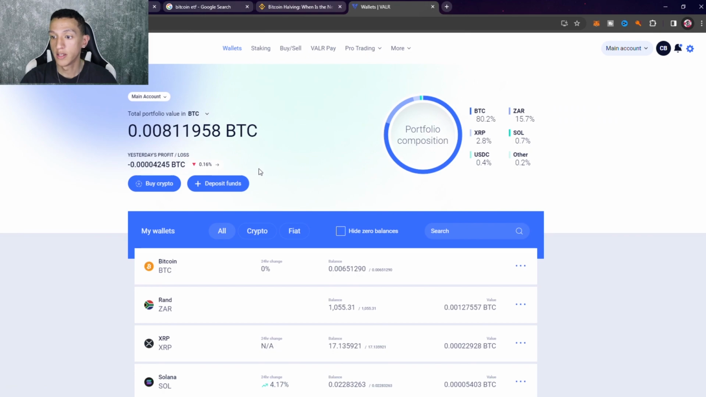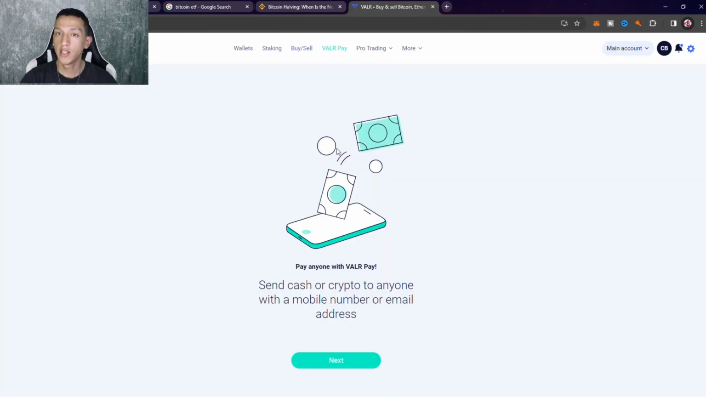So we go back to wallets. We've gone over depositing funds into your account, we've gone over doing a market buy. So let's just go over VALR Pay. VALR Pay is basically just another feature of VALR. I've made a video on this on my channel. For example, if you want to use your cryptocurrencies to buy groceries such as at Pick and Pay or pay for gas, you'll just use VALR Pay on the mobile app.